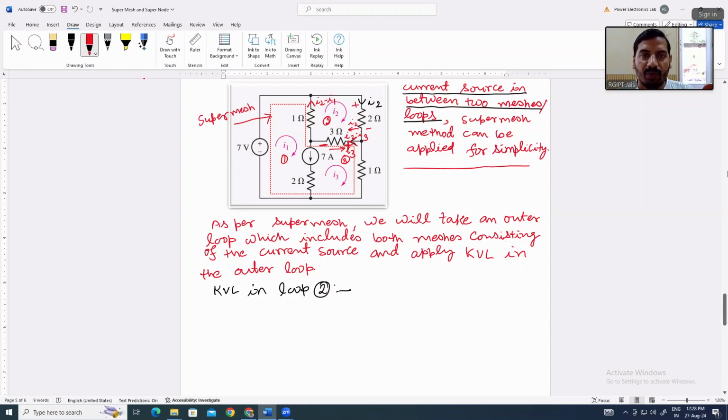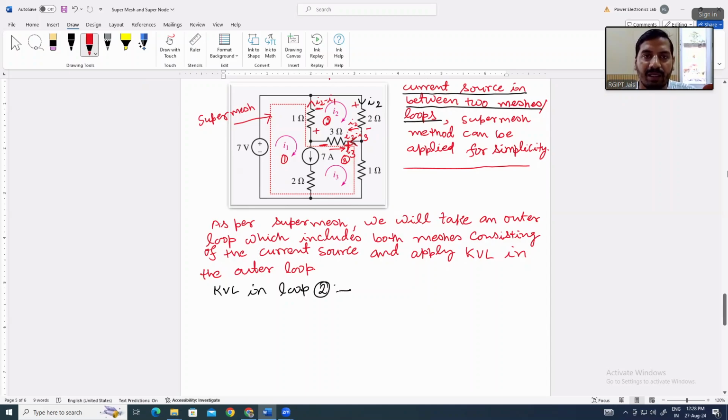What will be the polarity of voltage drop in 1 ohm? Where it will be plus, where it will be minus? Downside plus, upside minus. Clear? So now we can easily apply KVL in this loop 2.